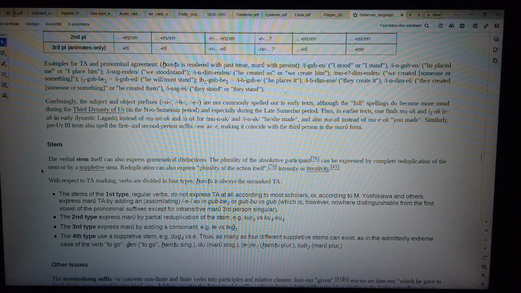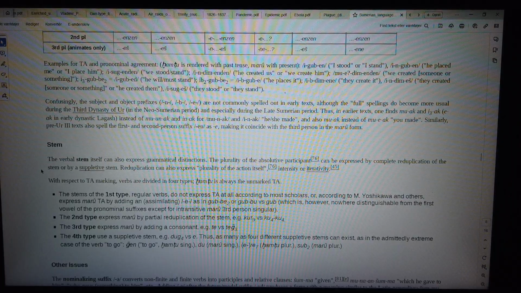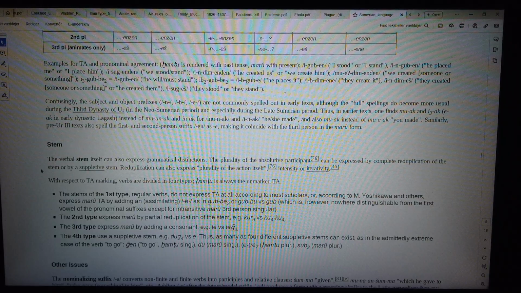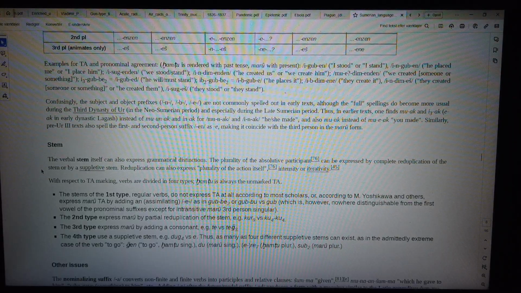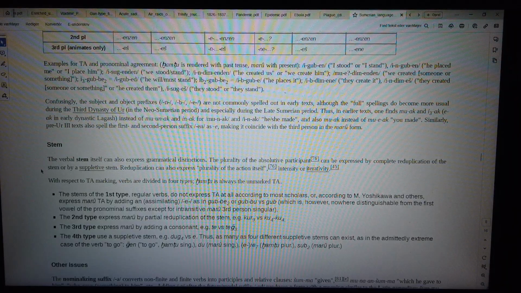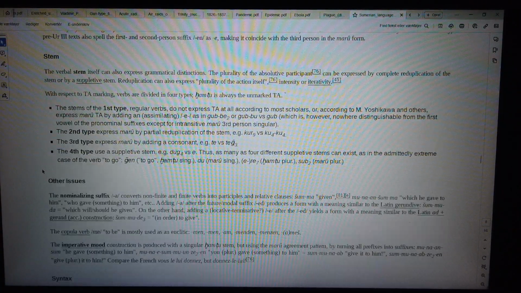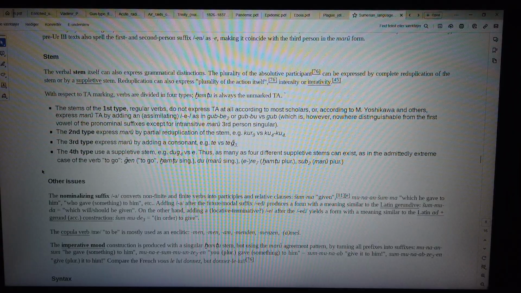Examples for tense and pronominal agreement: a mu is rendered with past tense, maru with present. /i gub en/, I stood or I stand. /in gub en/, he placed me or I place him. /i sug enden/, we stood or we stand. /in demenden/, he created us or we create him. Mu e demenden, we created someone or something. I3 gub b2 equals /i gub ed/, he will, must stand. If 2 gub b2 equals /ib gub e/, he places it. /ib demeš/, they created, /in demi/, they created someone or something, or he created them, /i sugi/, they stood or they stand.